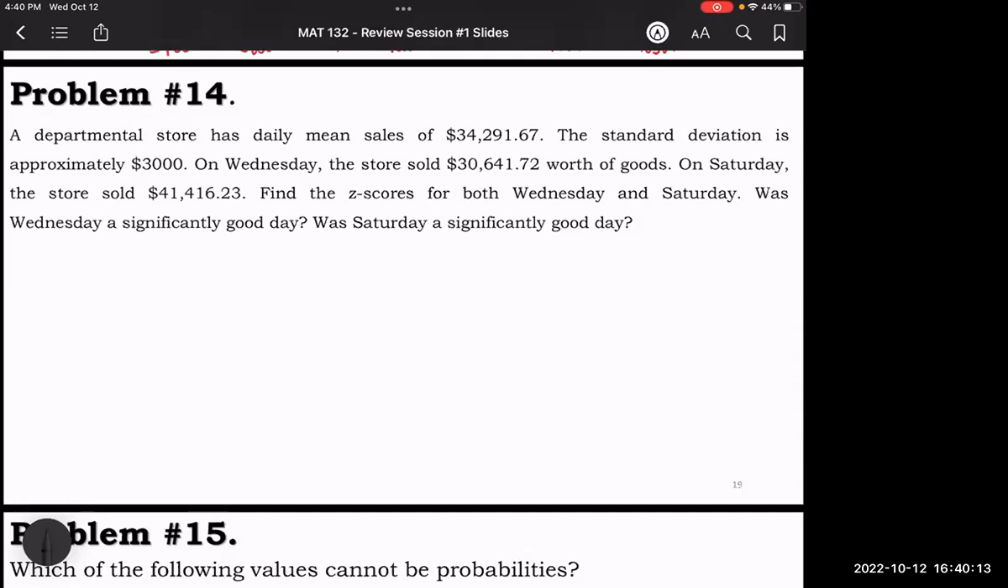On Wednesday, the store sold $30,641.72 worth of goods. On Saturday, the store sold $41,416.23. Find the z-scores for both Wednesday and Saturday. Was Wednesday a significantly good day? Was Saturday a significantly good day?